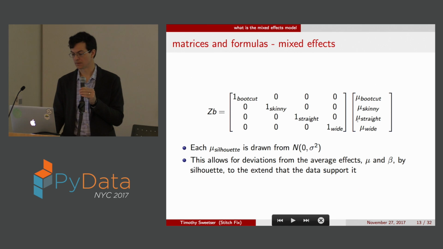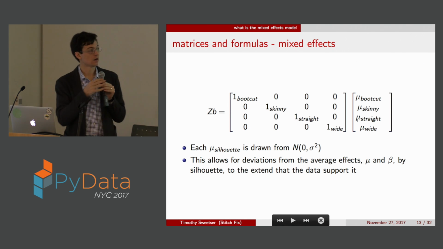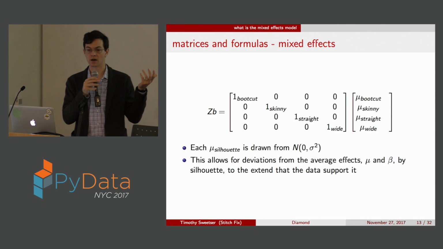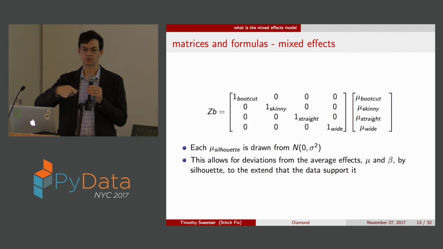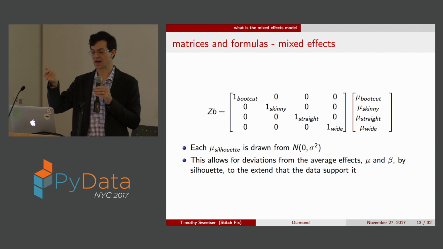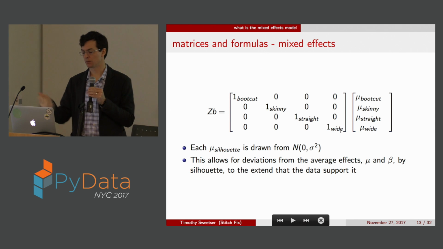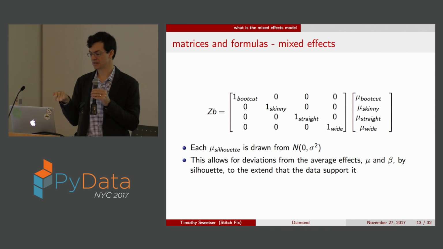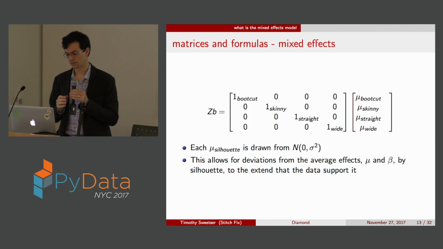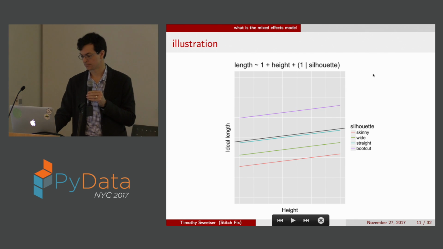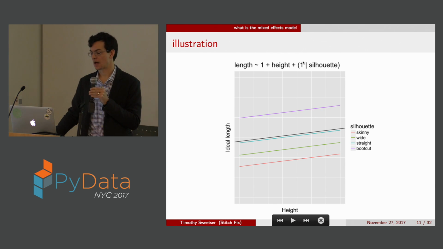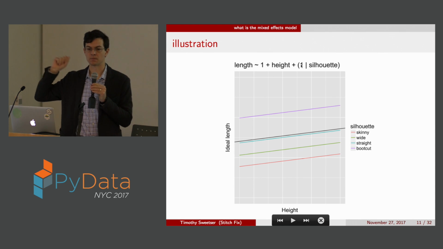So if one of our groups is much smaller than the other ones, in this example, wide-leg jeans are not very common, so we don't have very many observations for them. So even though they might have a very different relationship between length and height, this regularization will pull them towards the mean and not let them stray too far. And the way this happens is because we're including an overall intercept, and then we're regularizing deviations from that overall mean.